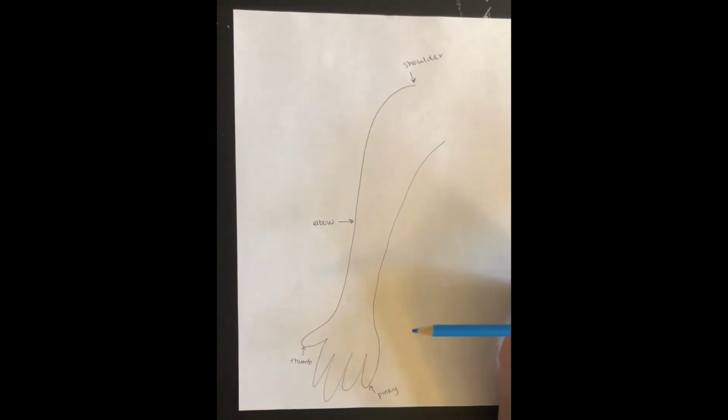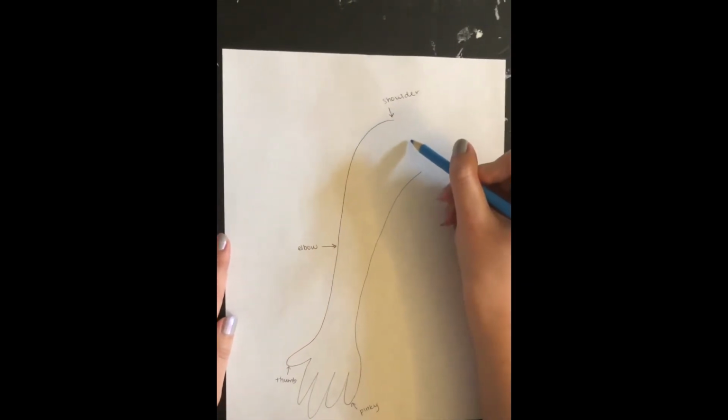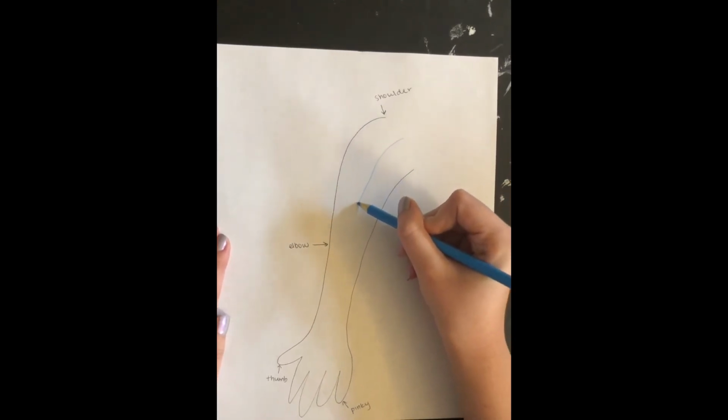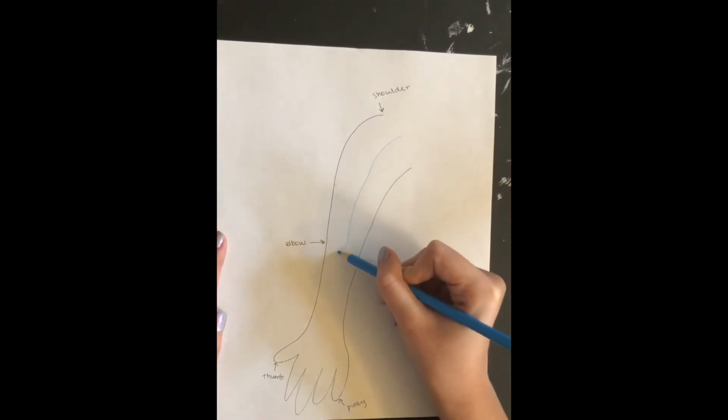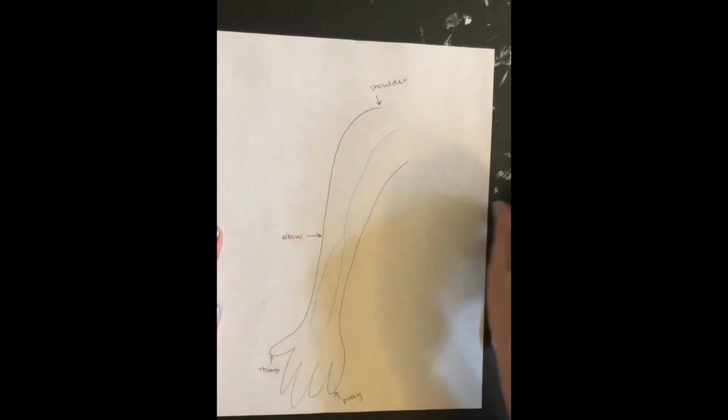And I do apologize for the drawing. I'm not an artist, I'm a scientist, so just ignore my hand arm. All right, so we're going to start off with our axillary. It then turns into our brachial. Around the elbow, we'll split into our radial and our ulnar veins.